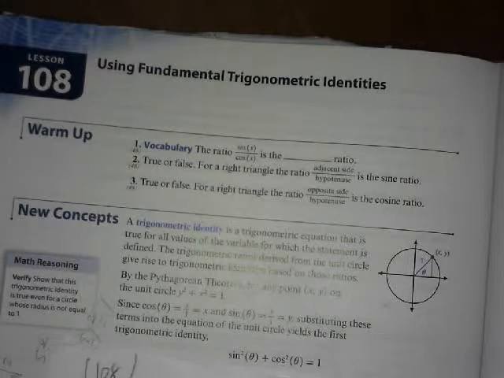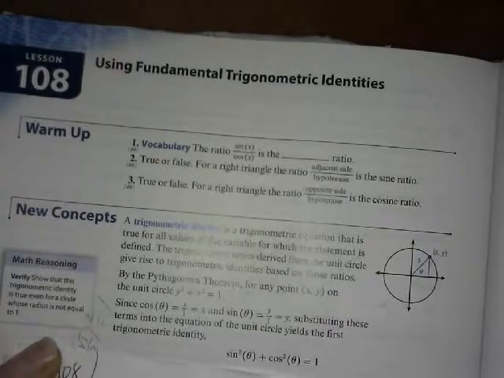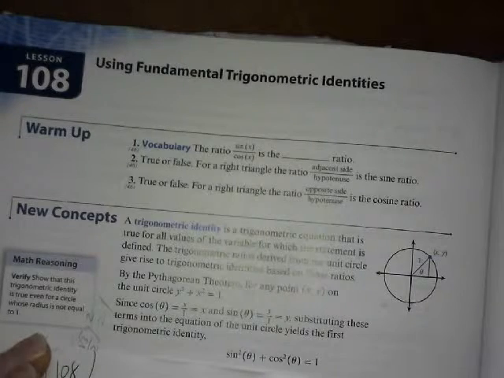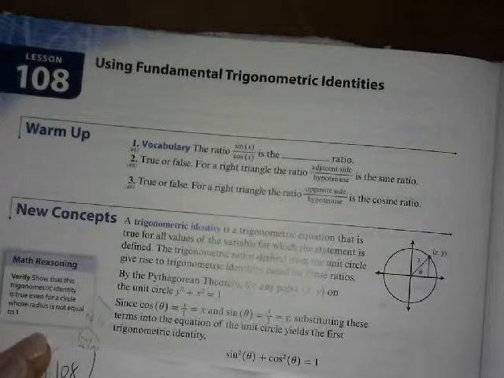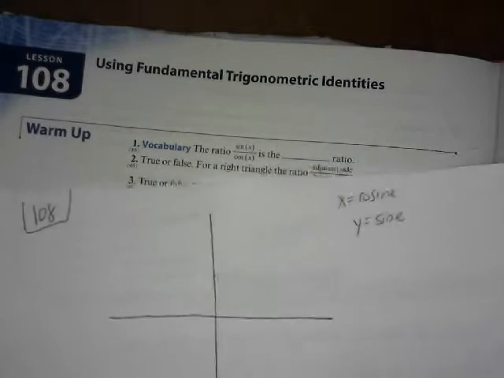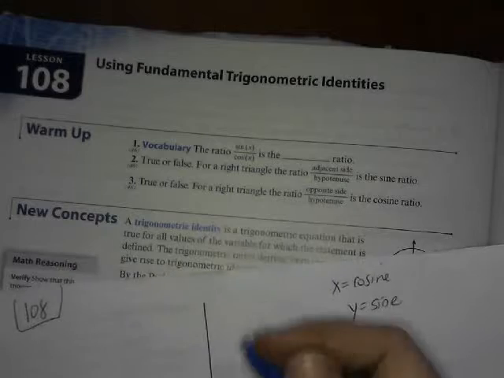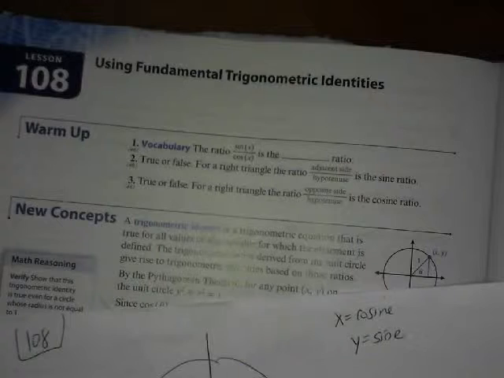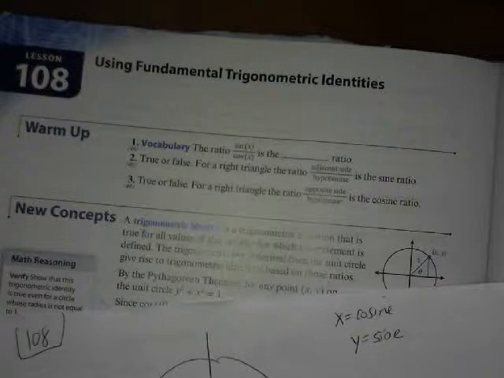So sine squared theta plus cosine squared theta equals 1. I think the way I'm going to explain it is to think about your unit circle. You know how x is cosine on your unit circle and y is sine? You guys all have your unit circle. And you know how the circle has a radius of 1, right? This radius right here is 1.